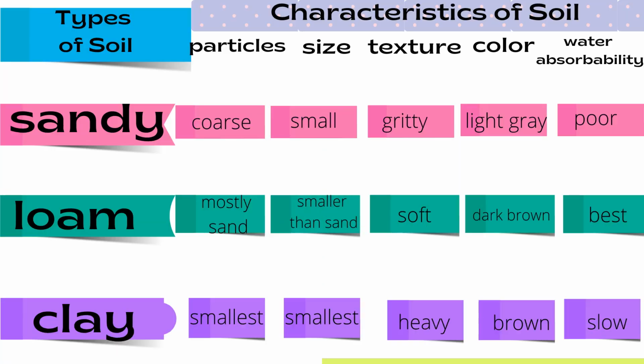Now class, look at the table. What can you say about the information given? Do our soils really have different characteristics? As you can see on the table, the different types of soil have their own characteristics, meaning they have their own ability to sustain the life of living things. They have different characteristics in terms of color, sizes, textures, particles, and water absorbability.